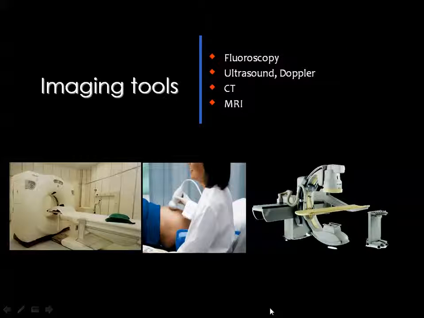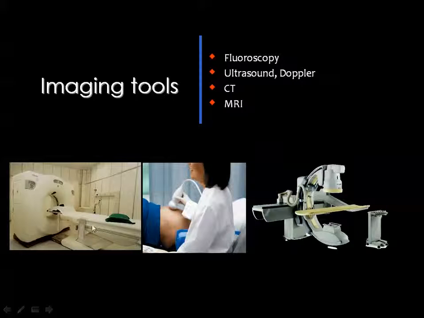Then there are a lot of ways to guide your needle to biopsy the lesion, like fluoroscopy, ultrasound, and CT scan. Actually, the fluoroscopic guided biopsy is now contraindicated because under fluoroscopy you are not sure about the nature of the lesion. It may be an aneurysm, it may be an arteriovenous malformation, and you will do a catastrophe to the patient.